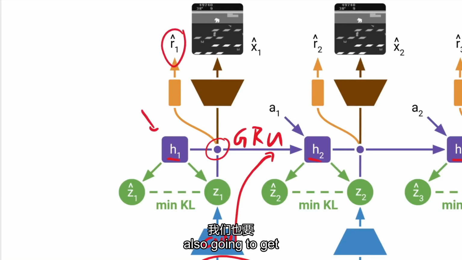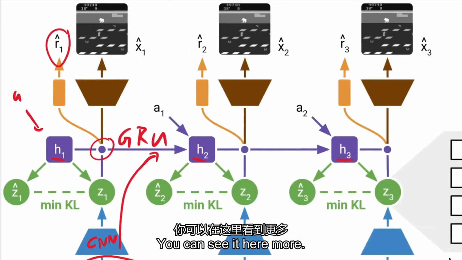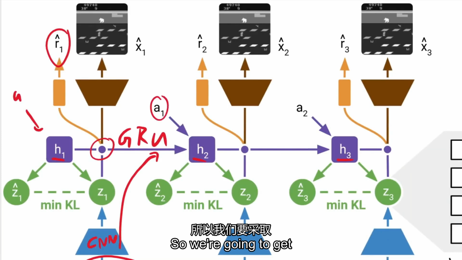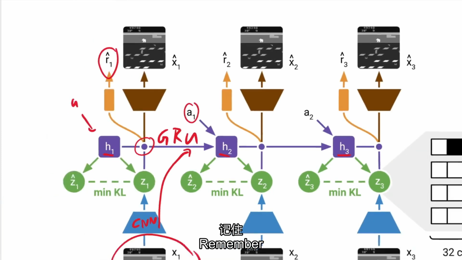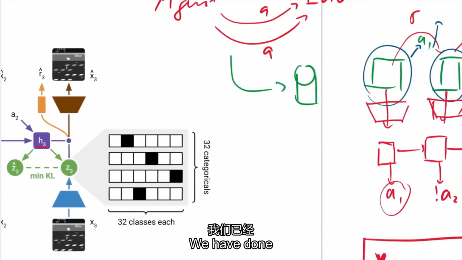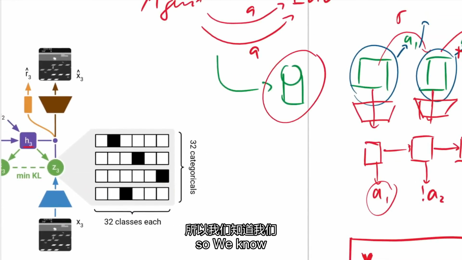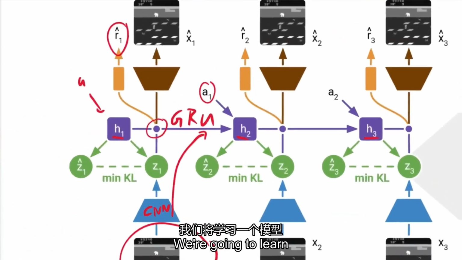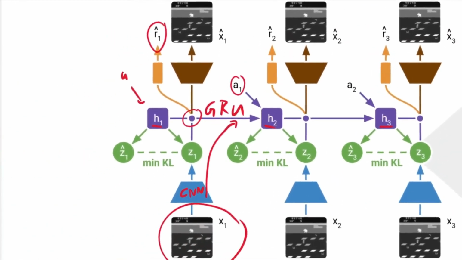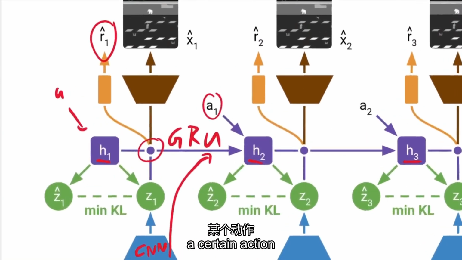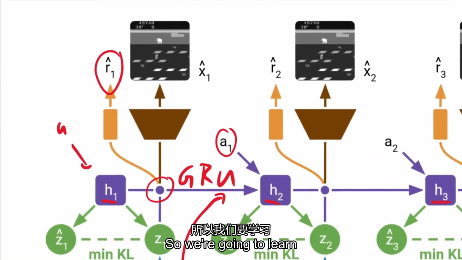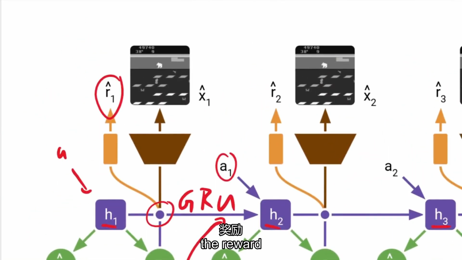Here we're also going to get an action. You can see it here more. So we're going to get an action. Remember, we are learning from experience. We have done this here a bunch of times, and we have a data set of experience. So we know what actions we took. We're going to learn a model that tells us, given we're in this state and perform a certain action, what's going to happen. So we're going to learn the reward and the image.